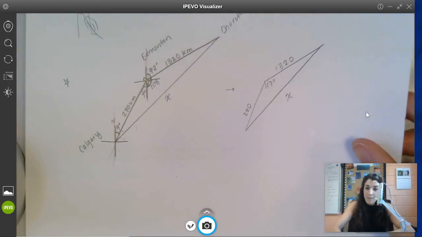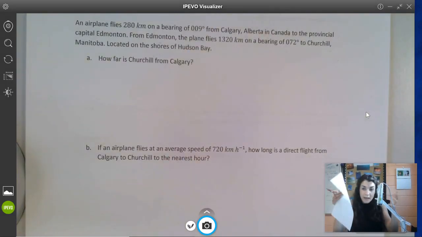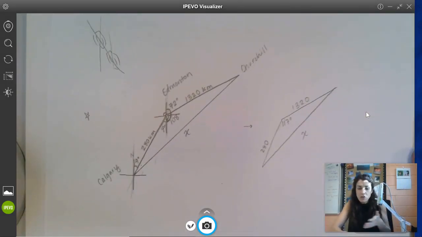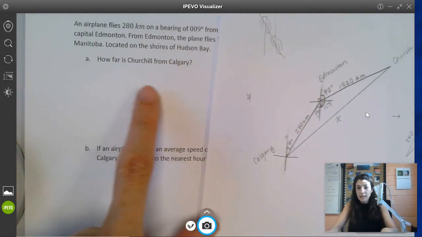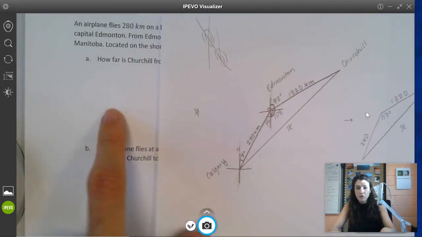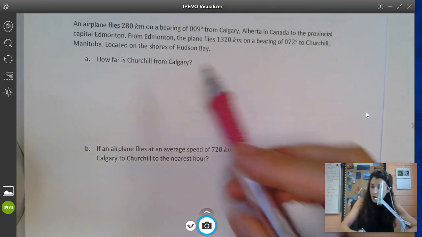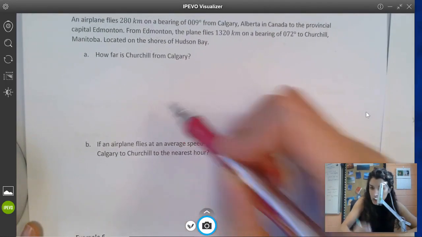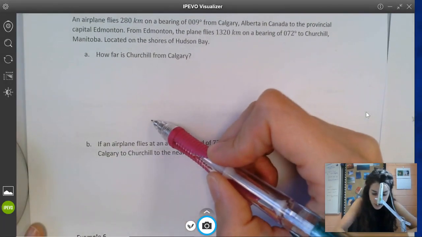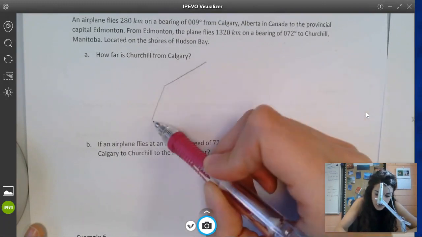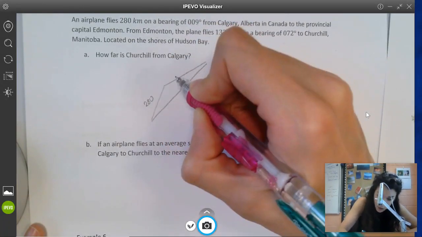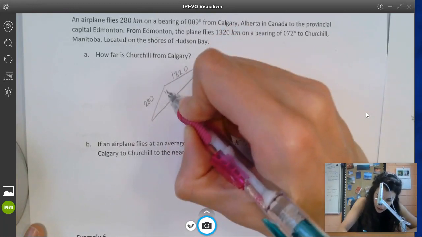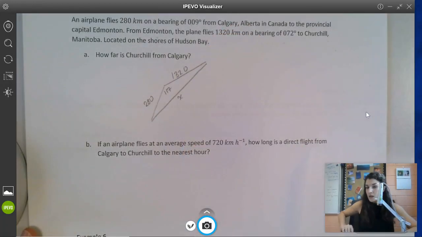If you ever need to grab an extra piece of paper to have all the space that you need, that is always something you can do, even on a test. I would recommend, if you did this on a separate piece of paper, drawing it in here in some way, shape, or form. But I just wanted to make sure that you could see what angle I was talking about as I was making that. But here's the general idea of the triangle we have: 280, 1320, 117, and x.